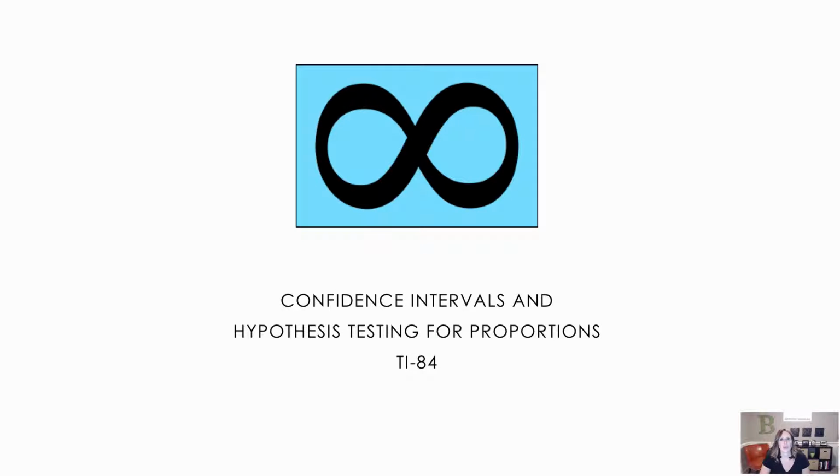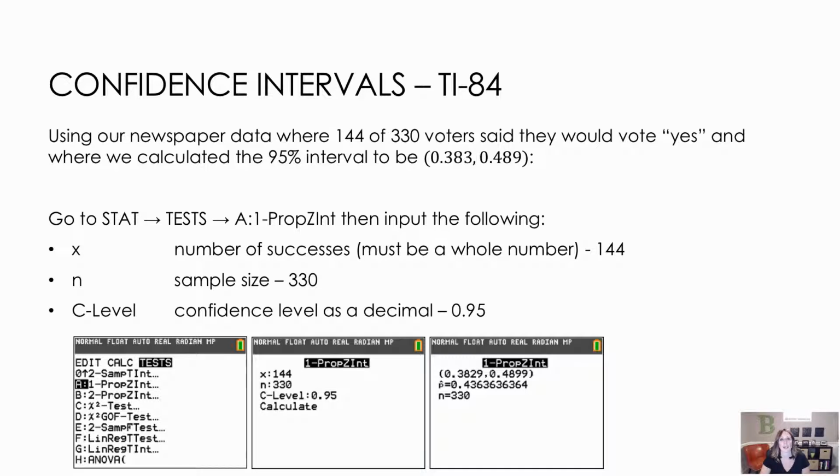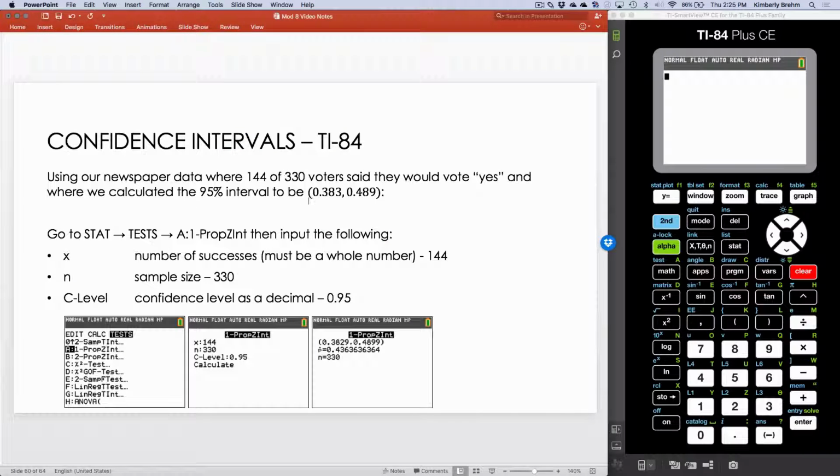For our last video this week, we want to understand how to check our calculations using our TI-84. So this is both confidence intervals and hypothesis testing. So using the TI-84, we're just going to double check some of the values that we got before. So our newspaper data was 144 out of 300, and here was our interval previously.